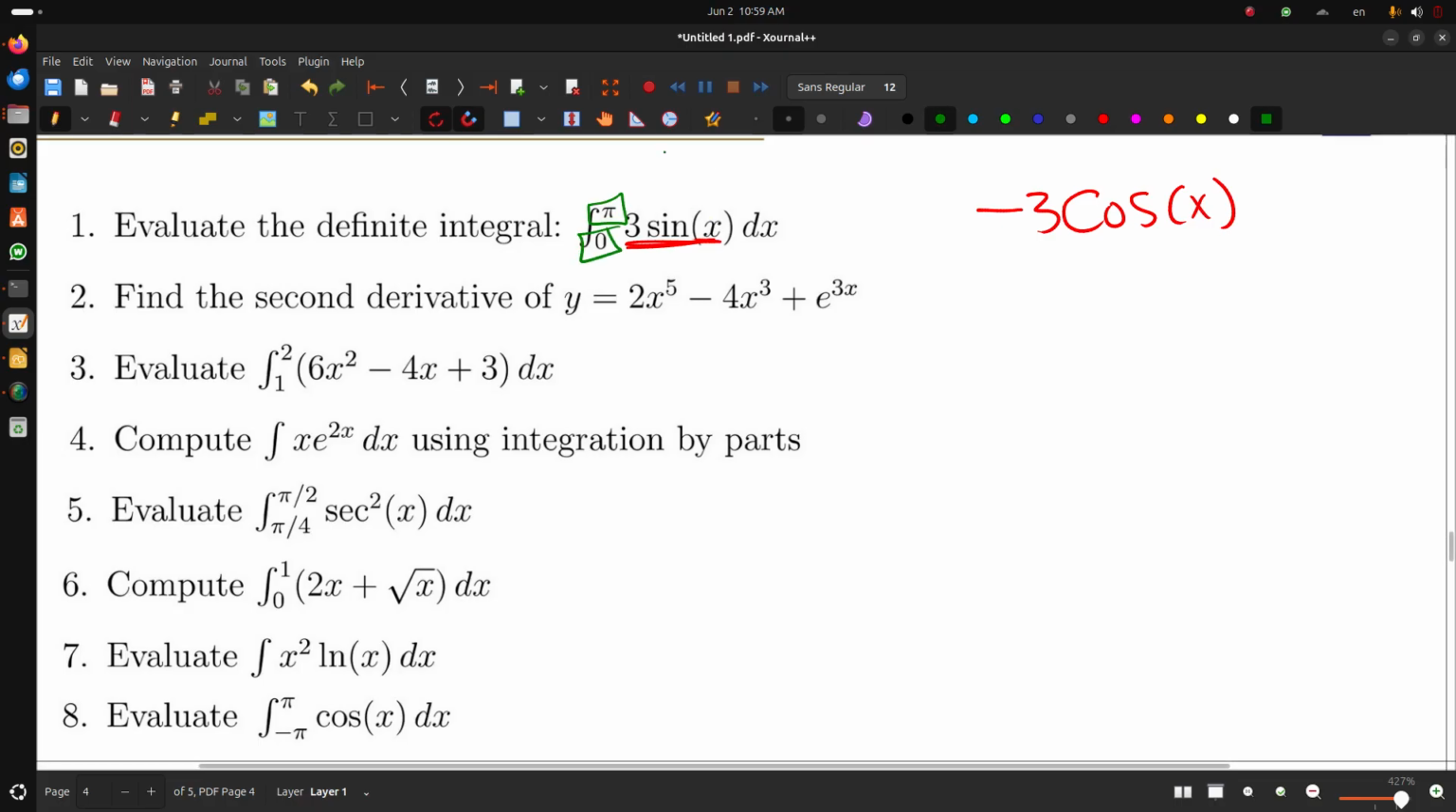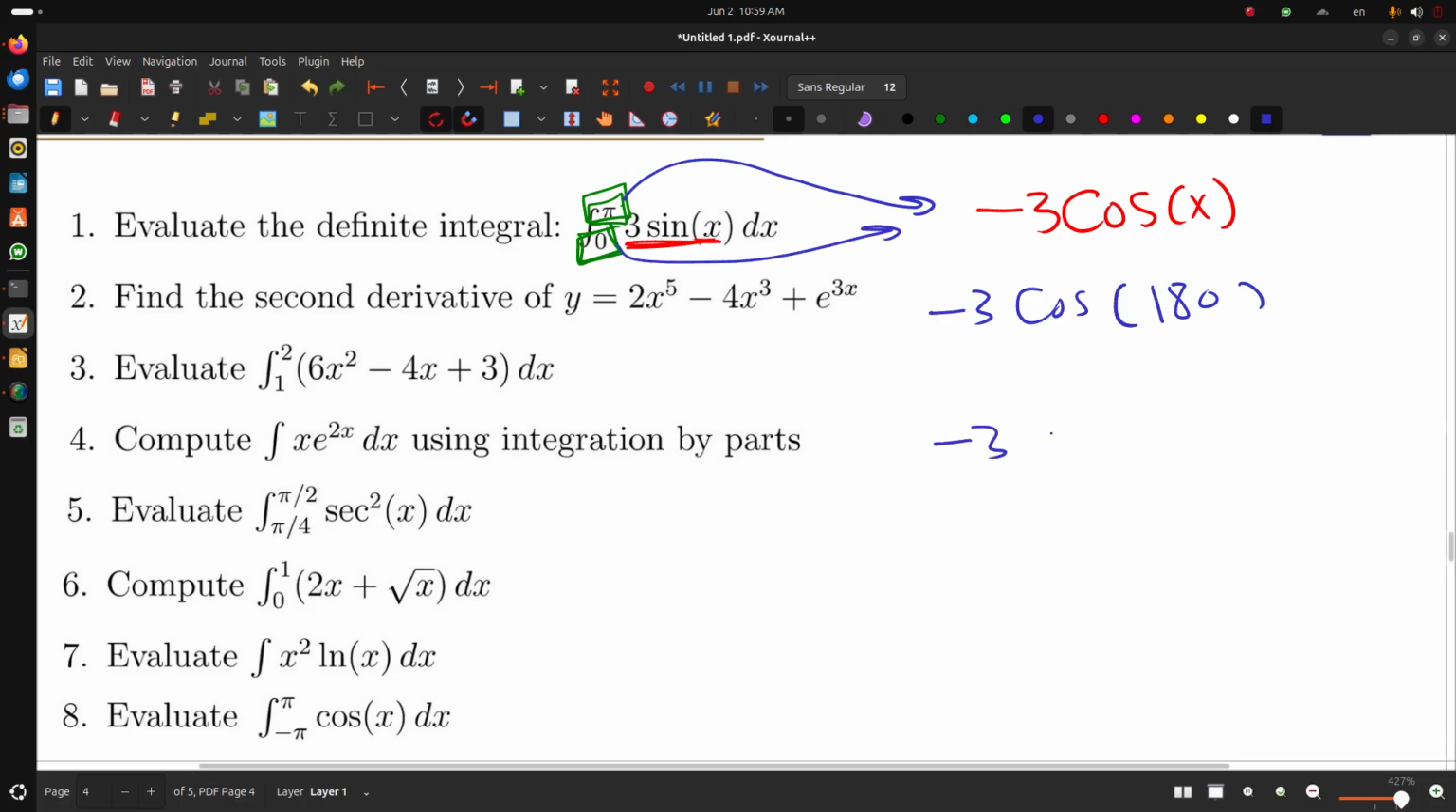So how will you do it? At first, after you get the integration, you will start by plugging in the numbers. You will start with the top number, and then the lower one. Start by plugging in pi, so it will be negative 3 cosine pi, and pi in degrees is 180. And then plug in 0, so it will be negative 3 cosine 0. You will calculate both of them, and then you will get the difference. This is what you're going to do.